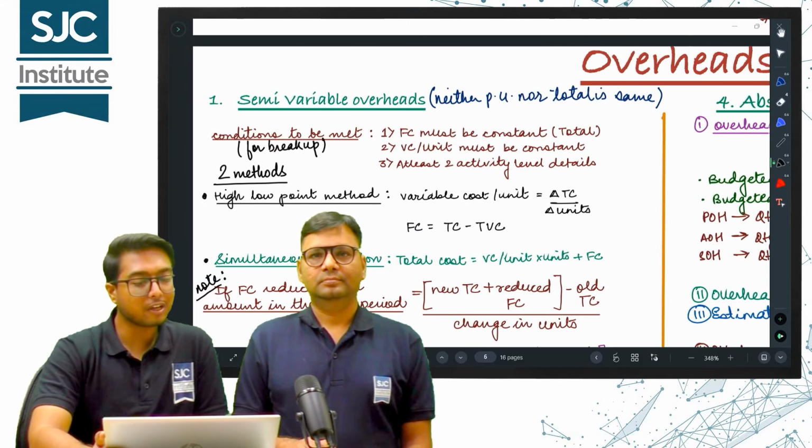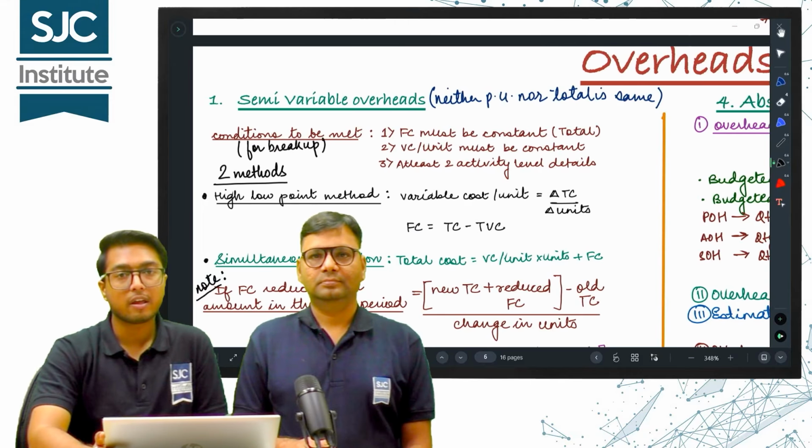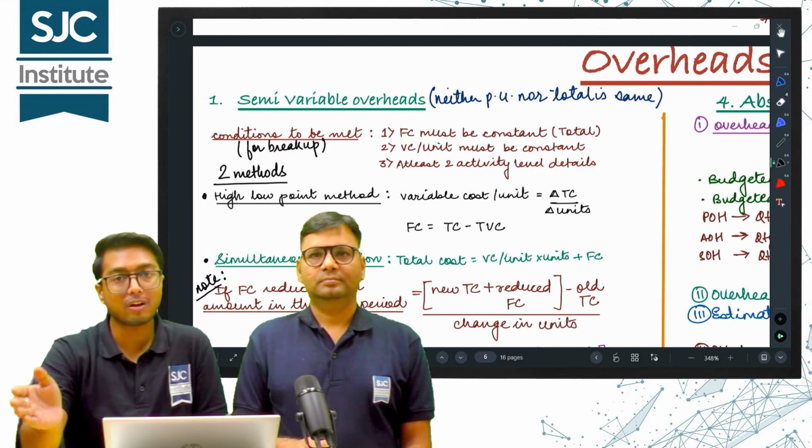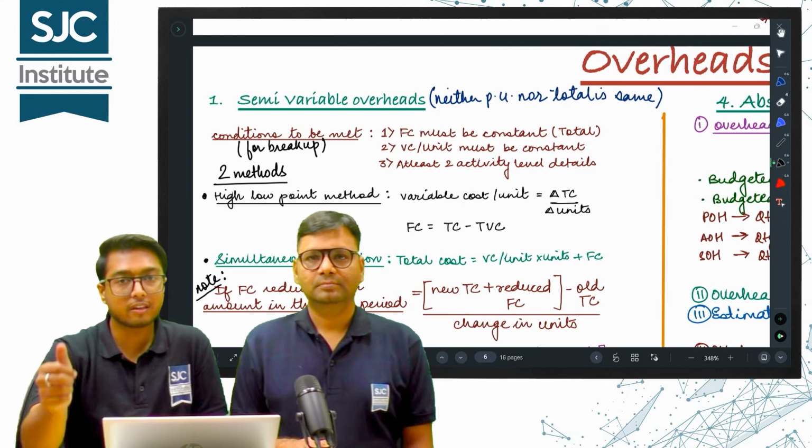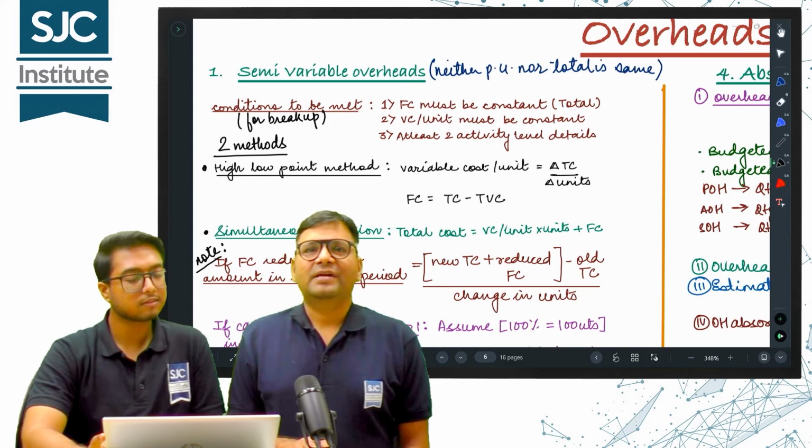Overheads. The first one, semi-variable overheads. Now, how to recognize whether an overhead is fixed, variable or semi-variable? For semi-variable overheads, neither the total is same nor the per unit is same. So we need to take breakup of semi-variable overheads into fixed and variable.